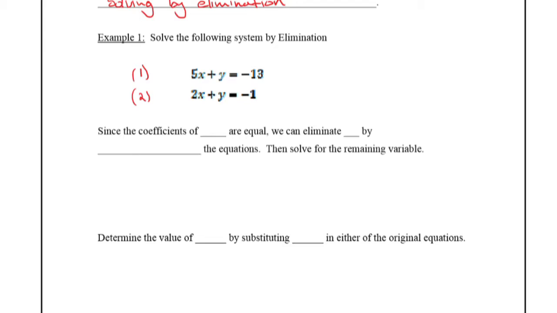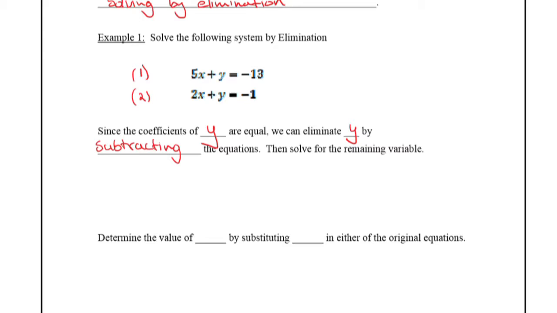Since the coefficients of y are equal, and we're talking about the number in front of our y term, in each of the lines, they're the same. We can eliminate y by subtracting the equations. Then solve for the remaining variable.